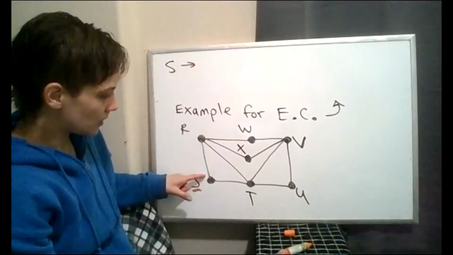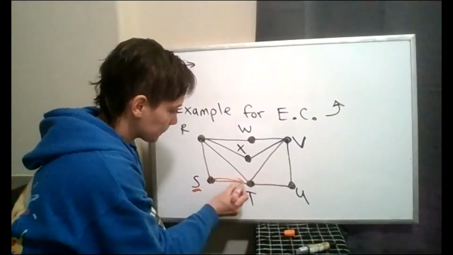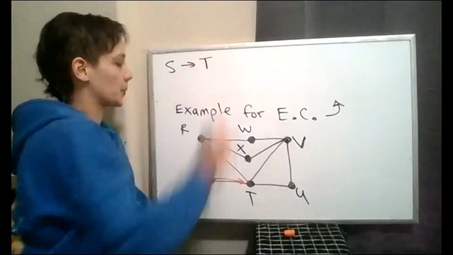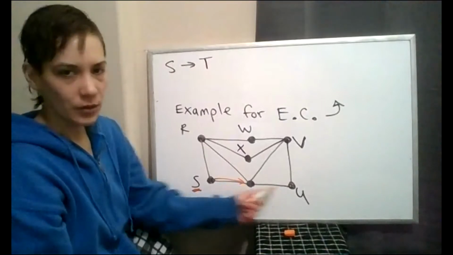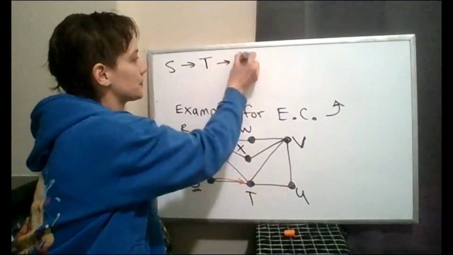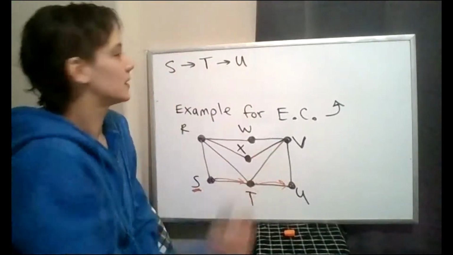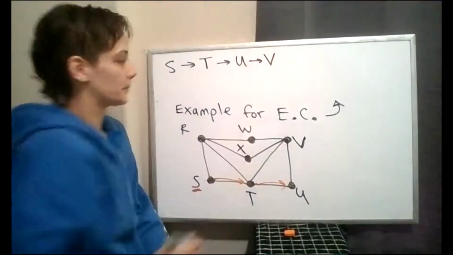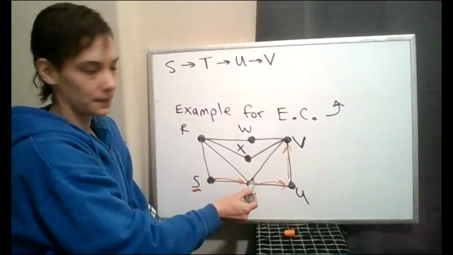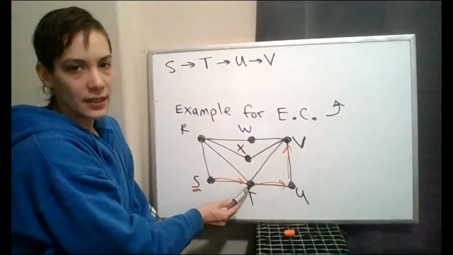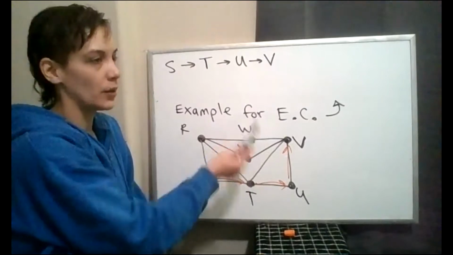Okay, let's go from S to T. And then from T, we'll just go over to U. From U up to V. V, let's go back down to T. So again, you can revisit a vertex. You just can't go over the same edge more than once if it's going to be an Euler circuit.